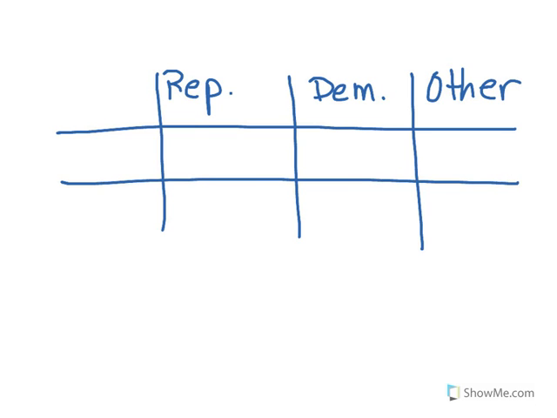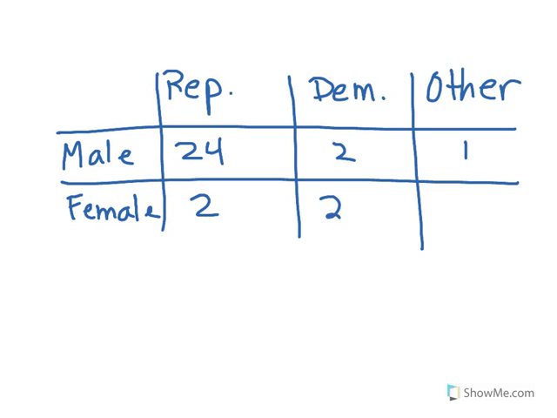Now when we ask their party affiliation, let's also make a note of their gender and say, is there some relationship between gender and party affiliation? So let's say we did that for a group of individuals, and the data turned out as follows. There were 24 male Republicans, 2 male Democrats, and 1 who said other. And let's say for the females, we got this set of data.